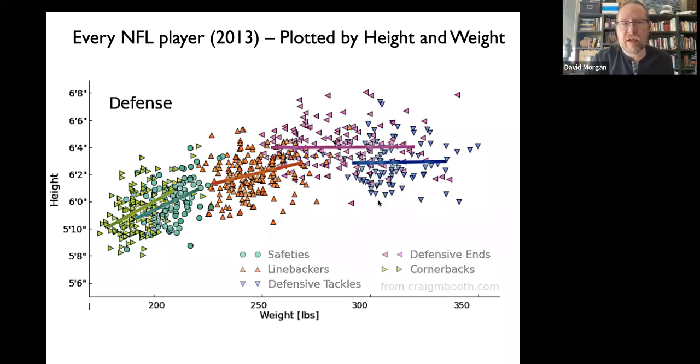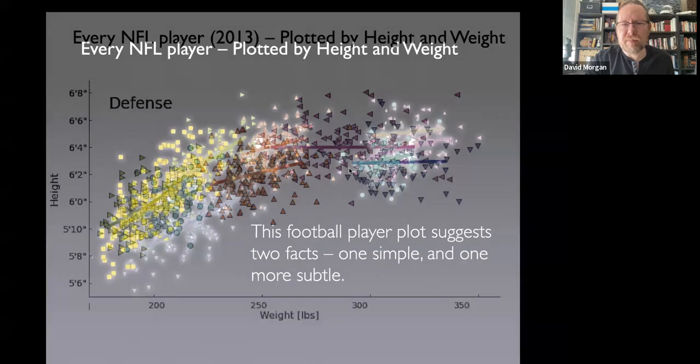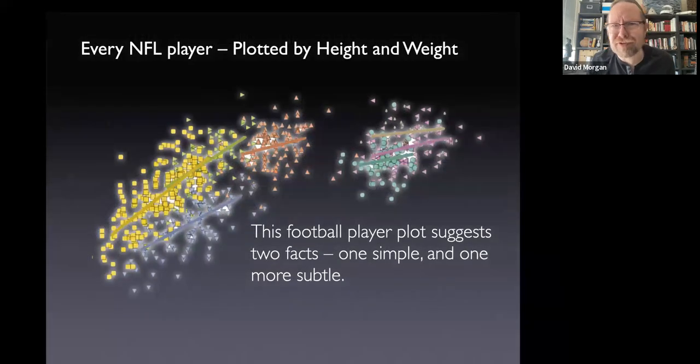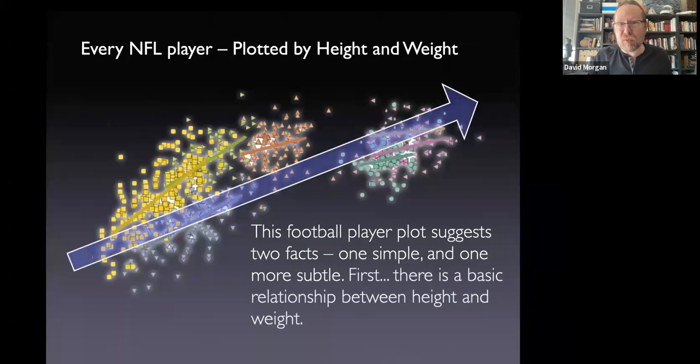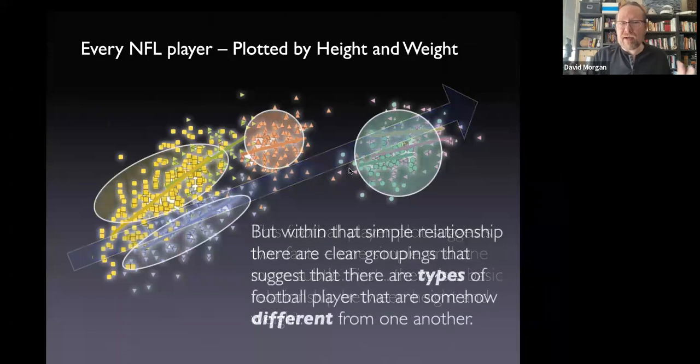Okay, here's a non-football related example. Well, first of all, let's focus on the two things we learned. One simple fact, one more subtle fact. The simple fact is that bigger people tend to weigh more, right? Taller people tend to weigh more. So there's an overall upwards pattern to the graph. And then within that pattern, there are clumps that tell us that there are different groupings within that general pattern.